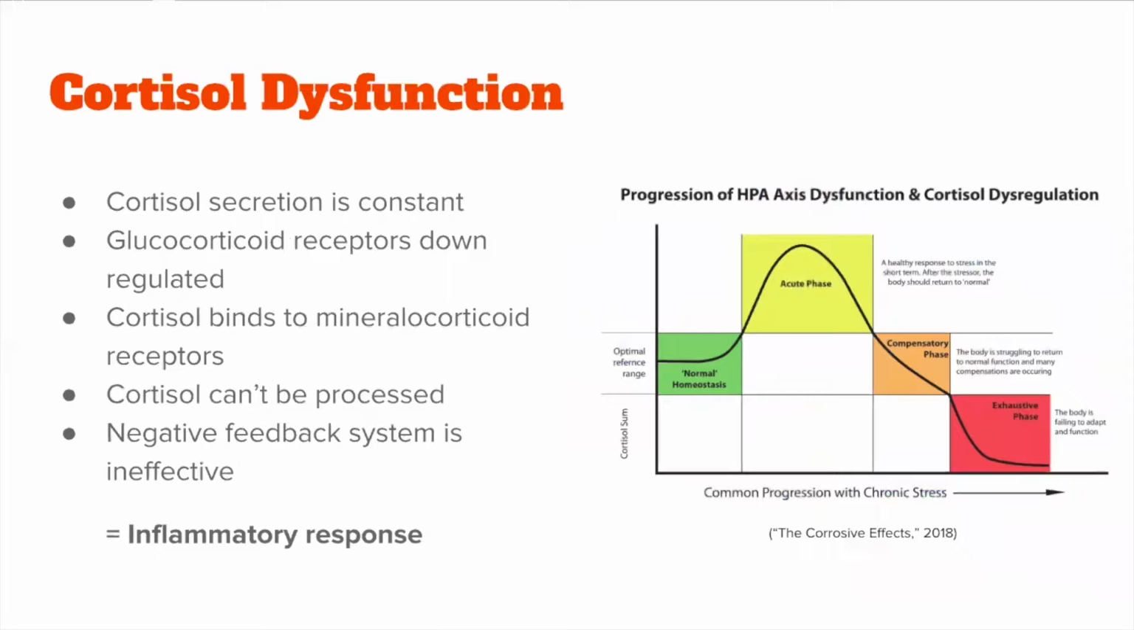When someone is experiencing cortisol dysfunction, the HPA axis is constantly secreting cortisol, as Daniel mentioned. This causes the binding of cortisol to mineralocorticoid receptors instead of glucocorticoid receptors, which means that the cortisol cannot be processed correctly, and thus the negative feedback loop is not initiated. This ultimately creates an inflammatory response rather than an anti-inflammatory response.